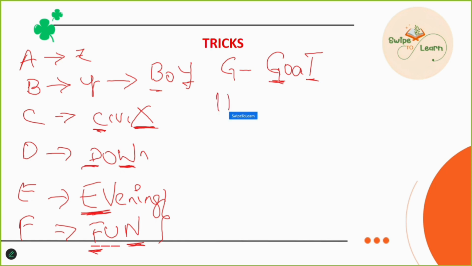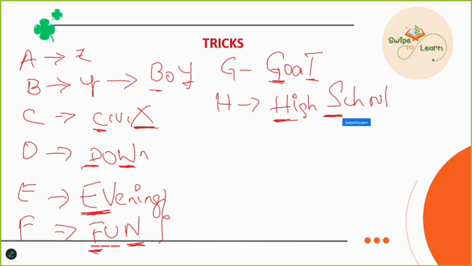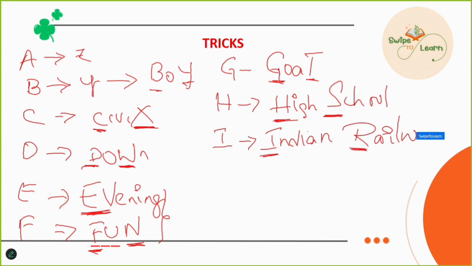Next, H. H becomes high school. We remember this as a high school. H and S are opposite to each other. And then coming to I, I will have Indian Railways, where I and R are opposite to each other. So I's opposite letter is R.